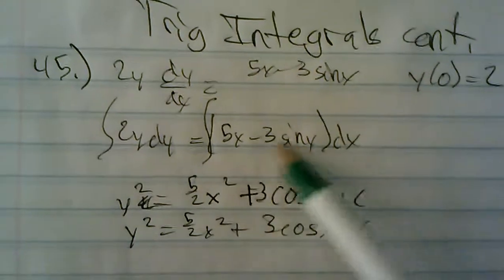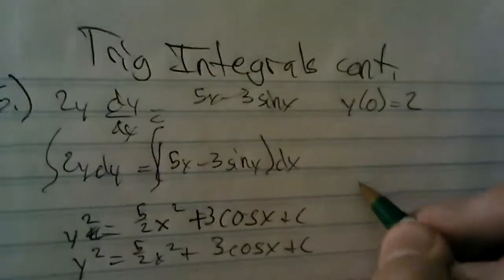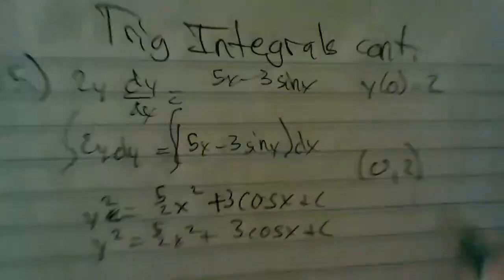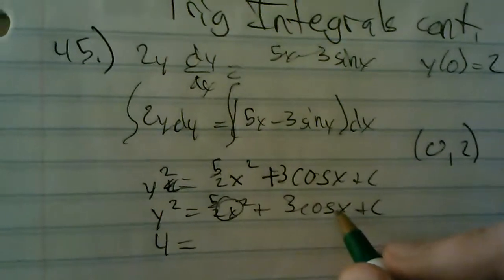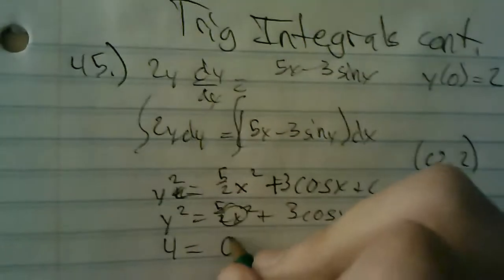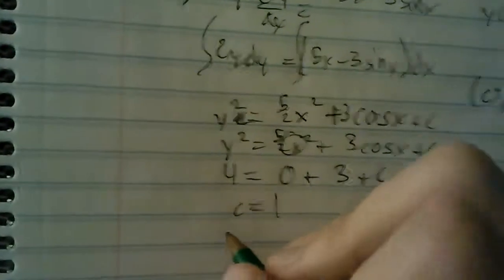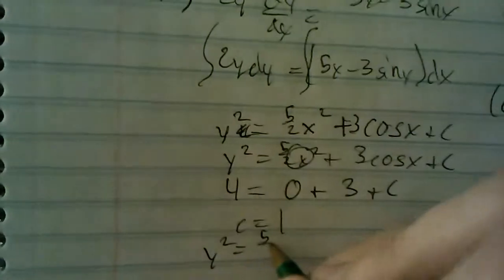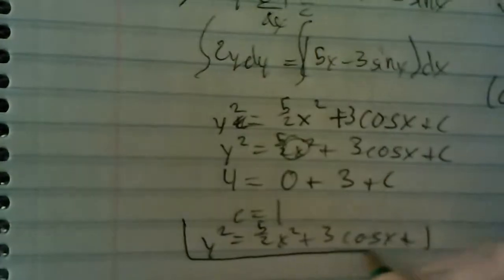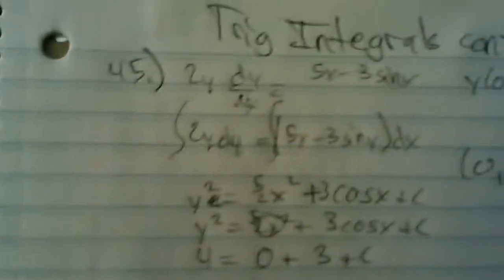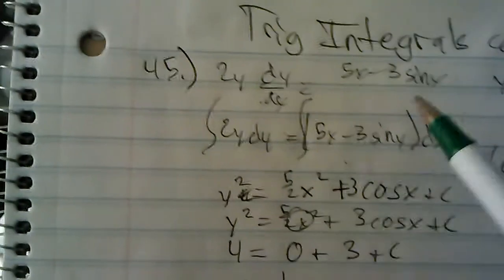And I've never done this, so I'm just looking it over to make sure I haven't screwed anything up, made a fool of myself. So y of 0 equals 2, that's the point (0, 2). So we want 4 equals, well, that's 0. Cosine of 0 is 1. So we have 0 plus 1 times 3 is 3 plus c. So c equals 1. So right now we have y squared equals 5 halves x squared plus 3 cosine x plus 1 as our final answer. And the thing you should get out of this is that you've got to move stuff over, and then you can integrate them.